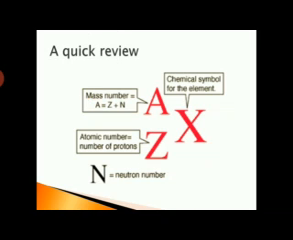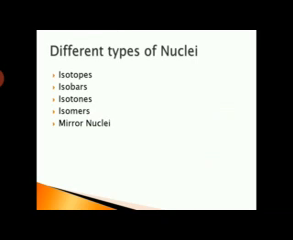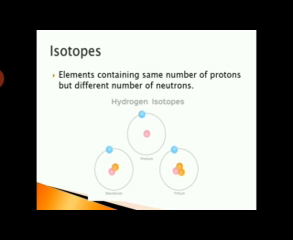Now let us move on to the topic of the day, which is different types of nuclei or classification of nuclei. So these are the broad classification of different types of nuclei. There are isotopes, isobars, isotones, isomers and mirror nuclei. Let us learn what these terms mean in a deeper manner.